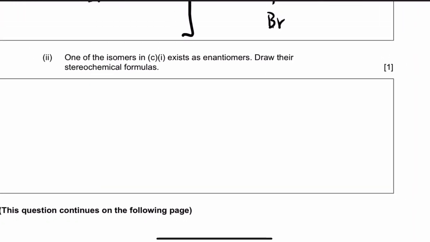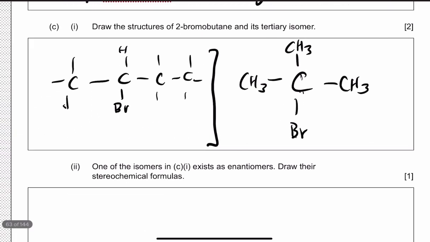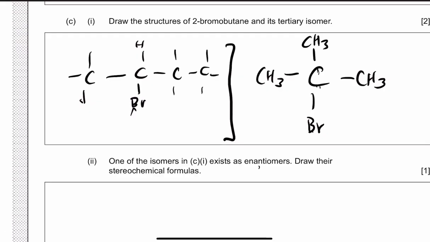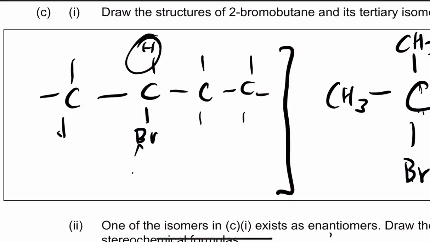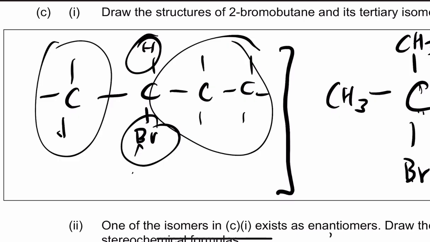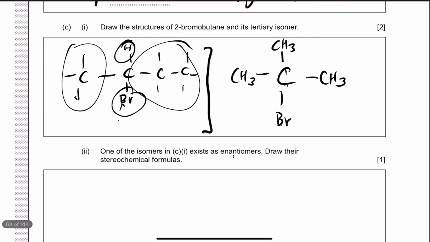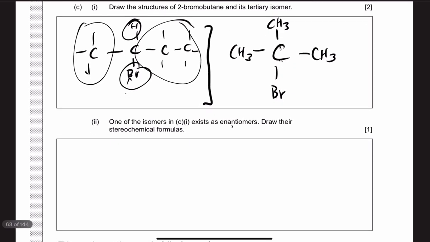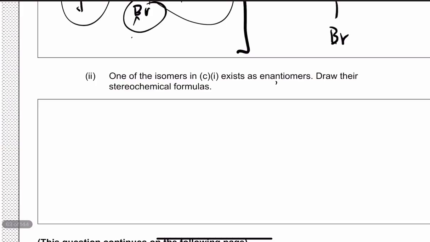One of the isomers exists as enantiomers. Draw their stereochemical formulas. You should be able to identify that the one that exists as enantiomers is this one, because we have distinct groups: an H group, which is unique, Br unique, CH3 unique, C2H5 unique, right? So we have 4 unique groups, which means it will have enantiomers.